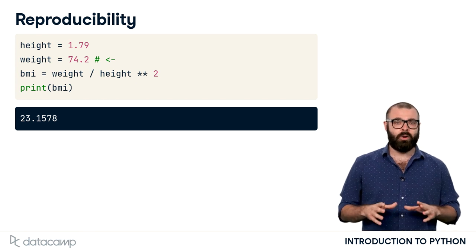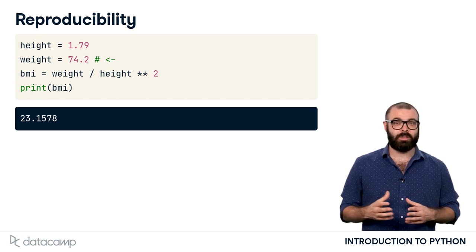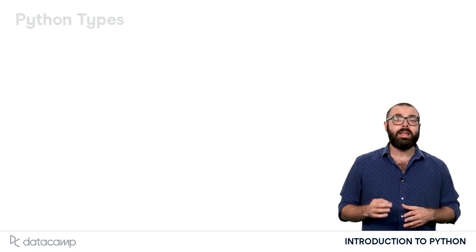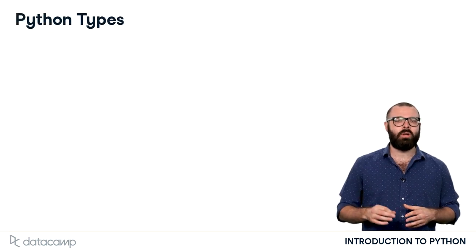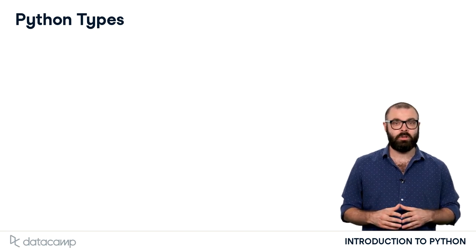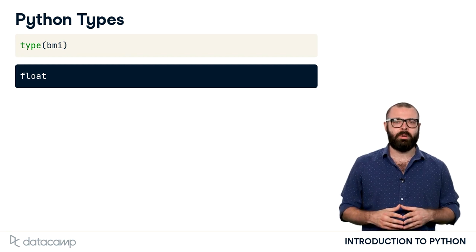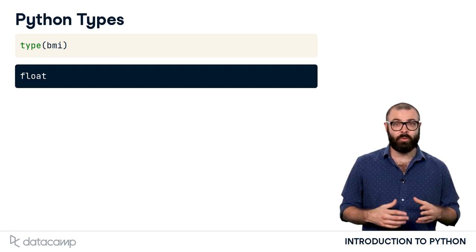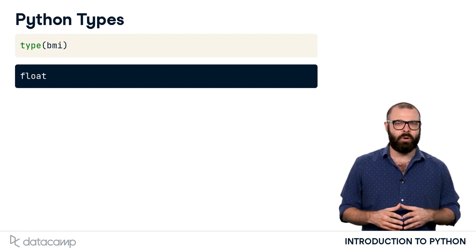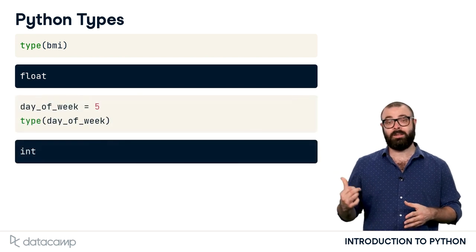So far, we've only worked with numerical values, such as height and weight. In Python, these numbers all have a specific type. You can check out the type of a value with the type function. To see the type of our BMI value, simply write type and then BMI inside parentheses. You can see that it's a float, which is Python's way of representing a real number. So a number which can have both an integer part and a fractional part. Python also has a type for integers, int, like this example.